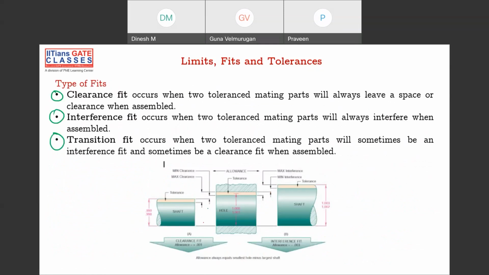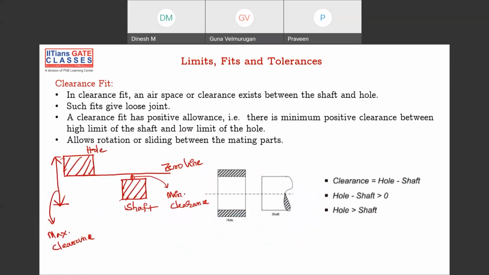Transition fit is nothing but: you take some combination of hole and some combination of shaft, then it will fit. Some other combination of hole and shaft, it won't fit. So that is your transition fit. To understand that, you have to see this clearance fit. Here is the hole, minimum hole size, maximum hole size, maximum shaft size. You take it and it will fit every time.